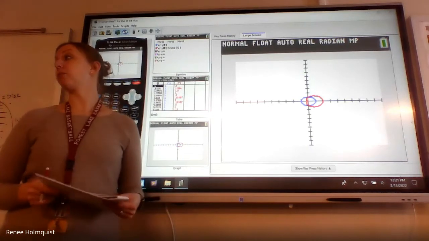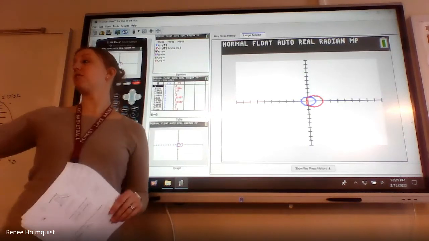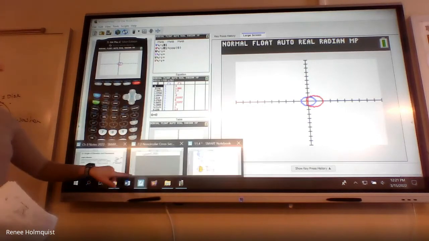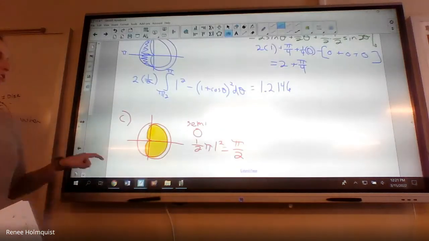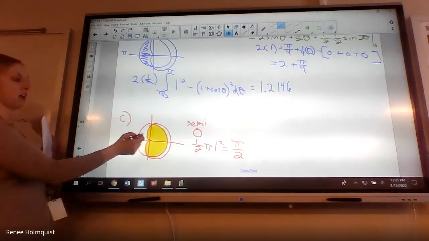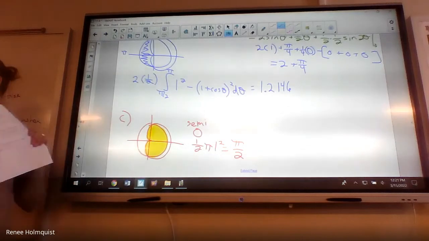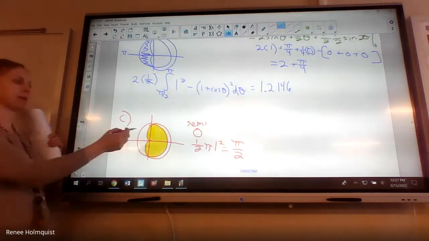If it's an integral, yes, there's a half. Okay, hang on. People are doing side conversations, and we're all getting confused. So to find this part, I just did a semicircle. There's no integral, so there's a half there because it's a semicircle.